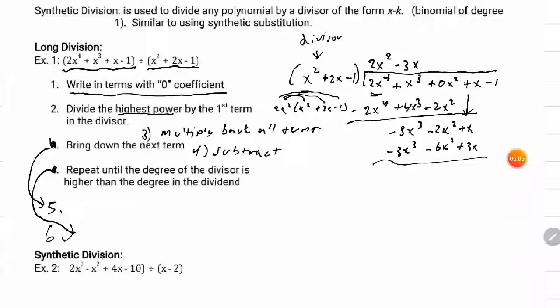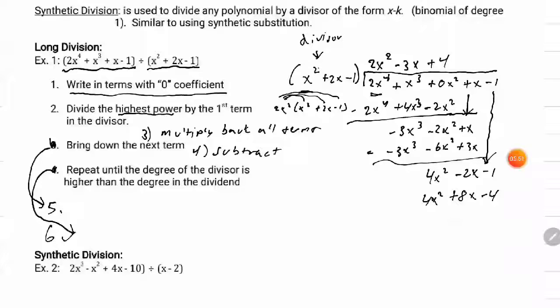So we're going to subtract everything. Negative 3x cubed minus negative 3x cubed is 0, and then 2x squared minus negative 6x squared is a positive 8x squared, and then we have x minus 3x, which is negative 2x. Then we drop our last number here, which is negative 1. Then we do it one more time. How many times does x squared go into 4x squared? Just 4 times. So we get 4, and we multiply it back: 4x squared plus 8x minus 4.